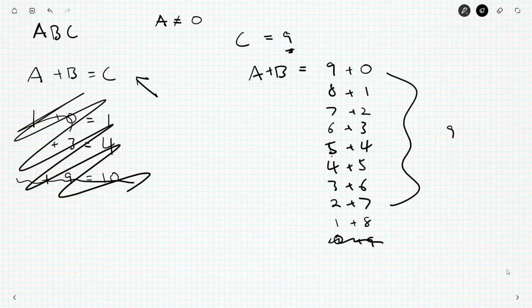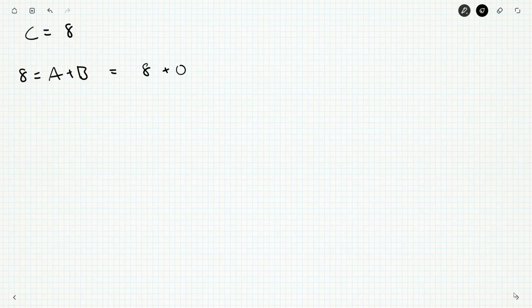What if C were 8? So if C is 8, I need A plus B to be equal to 8. My first two digits have to equal the third. And so that could be 8 plus 0. I mean, that's as big as A can possibly be. It's contributing everything. B is contributing nothing. 7 plus 1. We could have 6 plus 2. 5 plus 3. 4 plus 4. So this would be 448. That's an upright number.